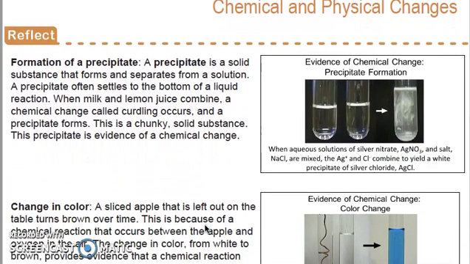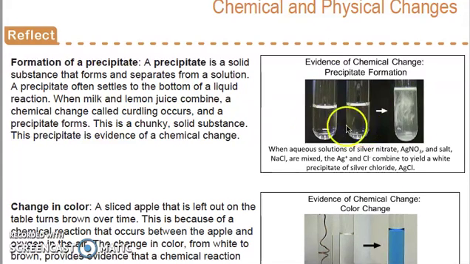Another one is forming a precipitate. A precipitate is a solid substance that forms and separates from a solution. A precipitate often settles to the bottom of a liquid. Remember, that sinks. When milk and lemon juice combine in a chemical reaction called curdling, a precipitate forms. This is a chunky solid substance. This precipitate is evidence of a chemical change.